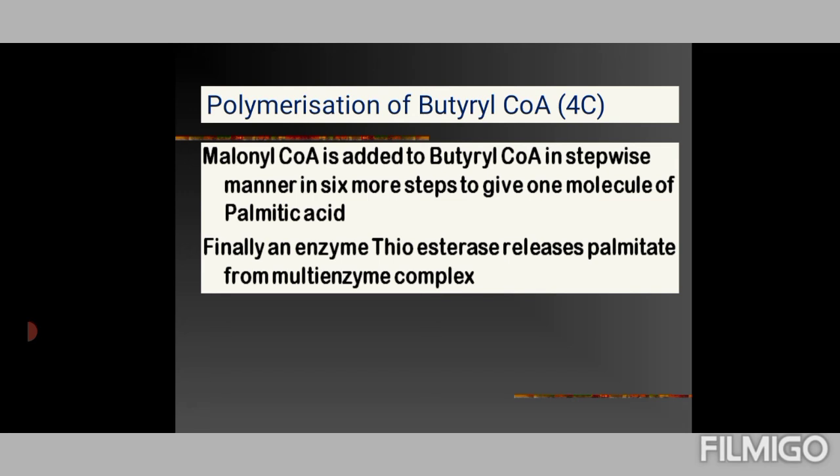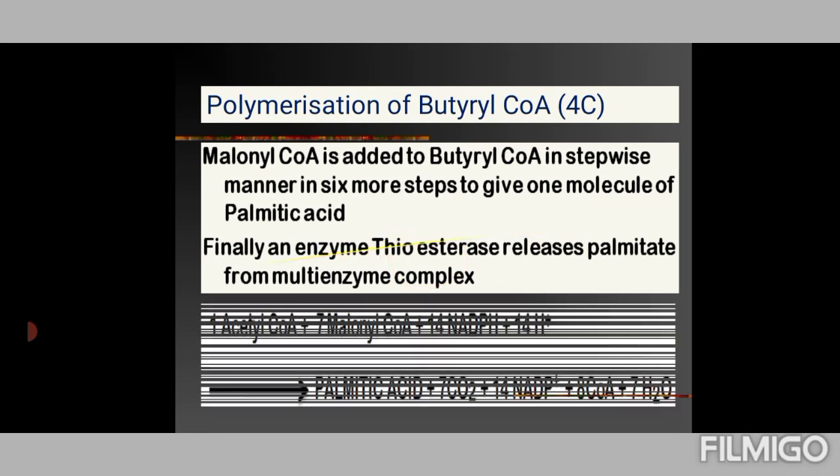And fatty acid synthase actually stops functioning when 16 carbons are reached, which means palmitic acid will be released. It is the enzyme thioesterase, which is present on the 3rd domain of fatty acid synthase, that releases palmitic acid from the multi-enzyme complex.